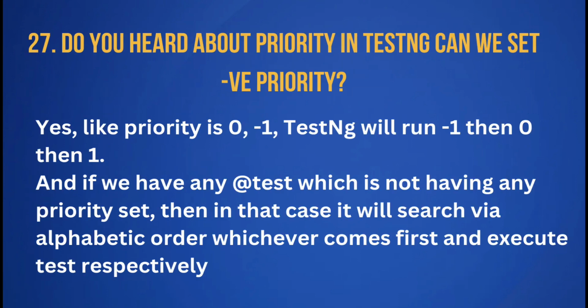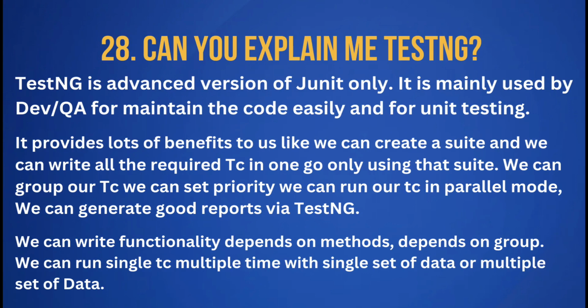Next question is, have you heard about priority in TestNG, can we set it? Answer, yes. Like priority is 0, -1. TestNG will run -1 then 0, then 1. And if we have any test which does not have any priority set, then in that case it will go by alphabetical order, whichever comes first, and execute the tests respectively.